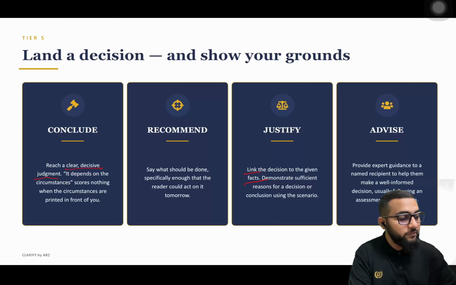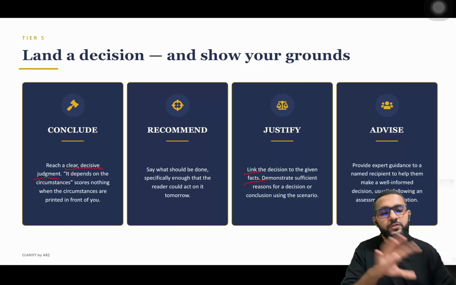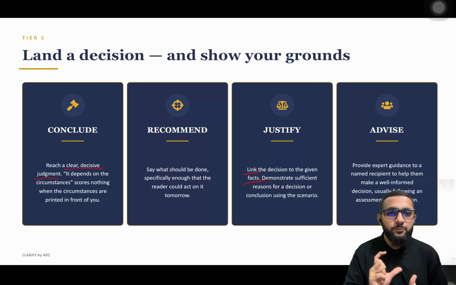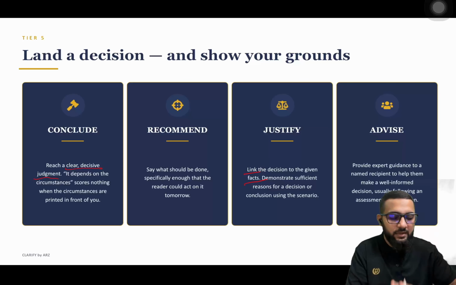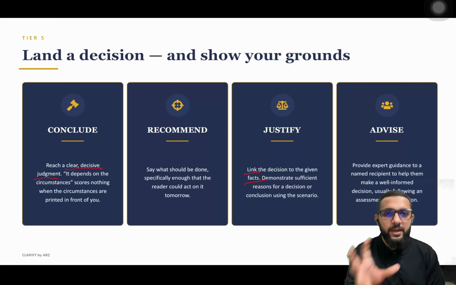Okay. Then advice. This is where you are supposed to provide expert guidance to a named recipient, in order for them to make a well-informed decision. If you're supposed to advise an investor, bring clear guidance, or give expert guidance or opinion to that particular party or that particular stakeholder. All right. So these are the 5 steps of the verb ladder.